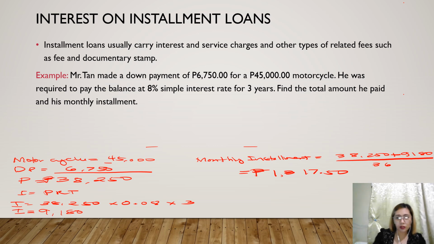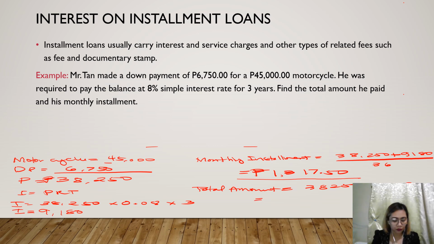Okay, another question is, find the total amount he paid. So, ito na siya, yung monthly installment natin. So, magkano yung magiging total amount niya? So, total amount niya is yung 38,250 plus 9,180. Okay, total amount is equal to 38,250 plus 9,180 equals 47,430 pesos. Ito yung total amount na babayaran niya.